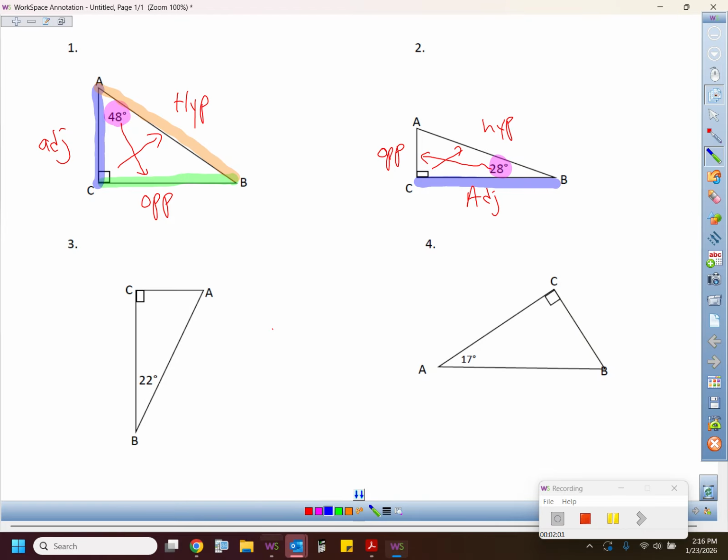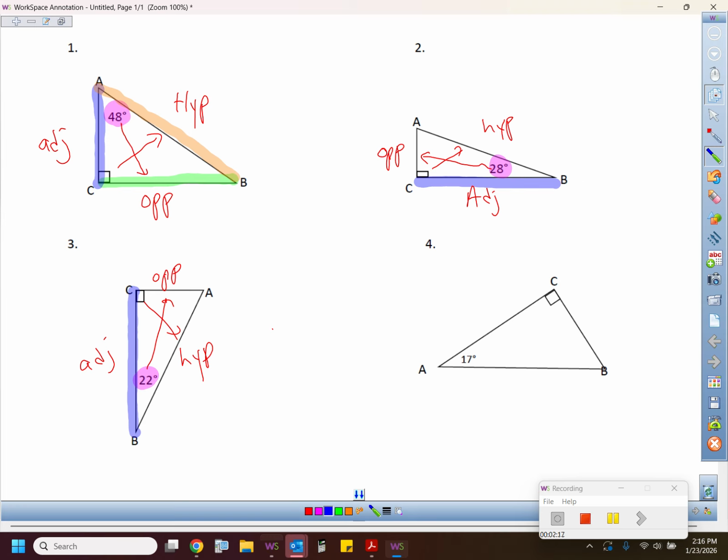So let's do that again. Focusing on the 22. Here's your hypotenuse, right? He's always across from the 90. And your opposite is right here. And that means this guy has to be the adjacent in that case. And check him out. He is totally touching that 22, and he is not the hypotenuse.